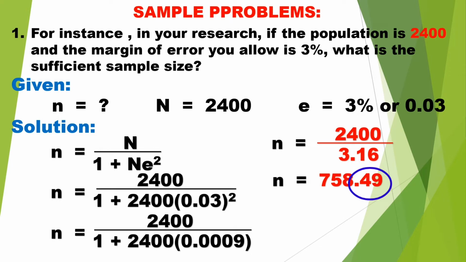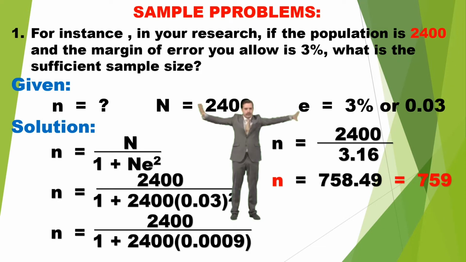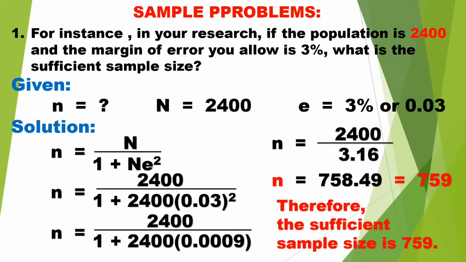So we need to round up 758.49 to 759. Remember, in any decimal we have, we will round up the value. No round down. By that, we can now say that the suggested or sufficient sample size for 2,400 is 759.